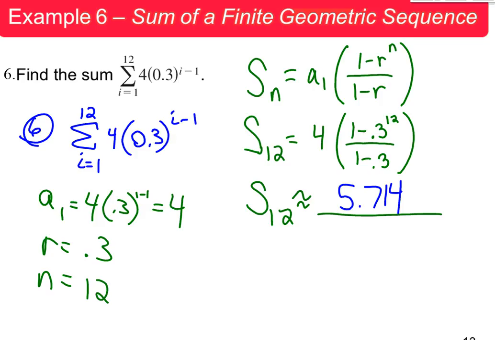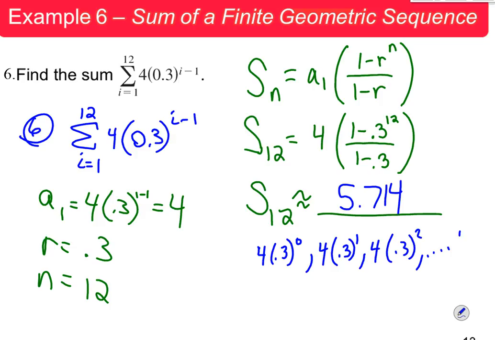The next thing we want to look at is a variation of this, just to make sure that we know what's happening. I'm just going to list a couple of terms out for the one we just did, to remind us. So this was 4 times 0.3 to the 0, comma, then 4 times 0.3 to the 1, and then 4 times 0.3 to the 2, up to 4 times, what's that last term going to be? 0.3 to the what?